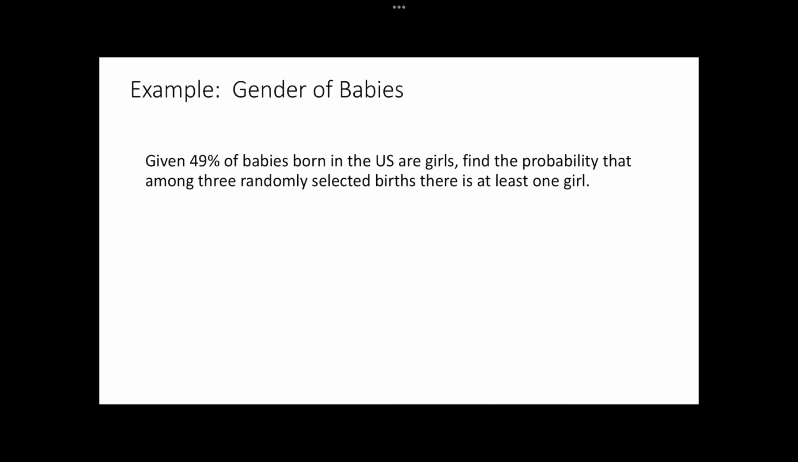Let's look at another example. This is genders of babies again. So given 49% of babies born in the U.S. are girls, let's find the probability that among 3 randomly selected births, there is at least 1 girl. So again, what I'm looking for is a probability for at least 1.